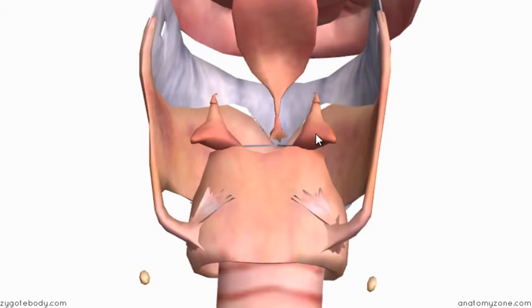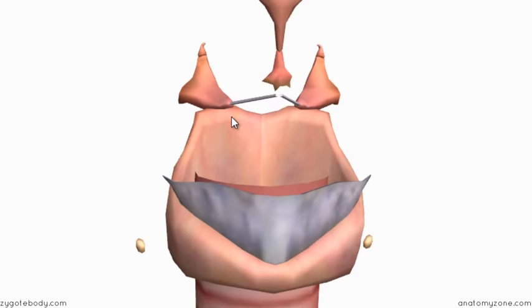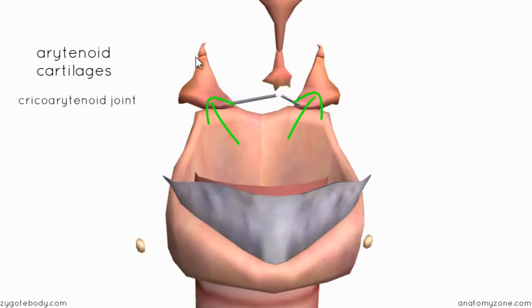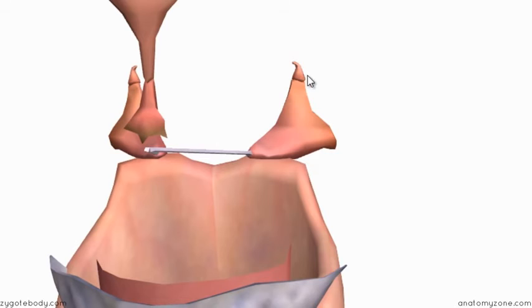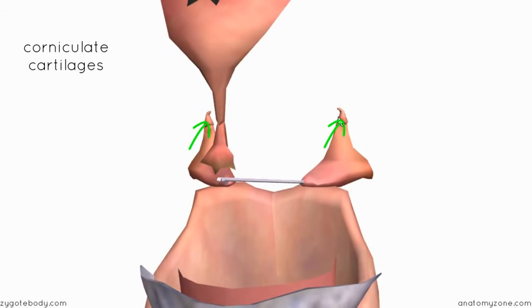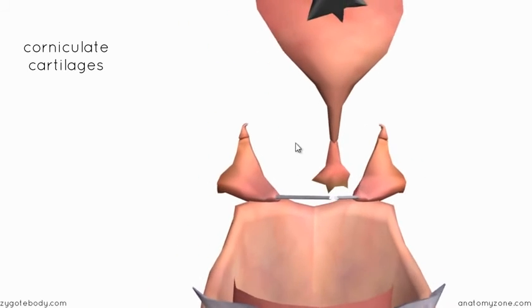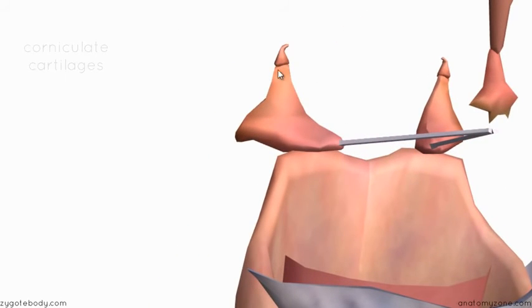So these two cartilages sitting superiorly on the cricoid are called the arytenoid cartilages. So we've talked about the three unpaired cartilages. You've got the epiglottis, the thyroid, and the cricoid cartilage. And now we've got the paired cartilages. So you've got the arytenoid cartilages sitting on top of the cricoid, and on top of the arytenoid cartilages you can see these horn-shaped cartilages. These are called the corniculate cartilages. They get the name from the Latin cornu, which means horn, and you can see they're horn shaped.